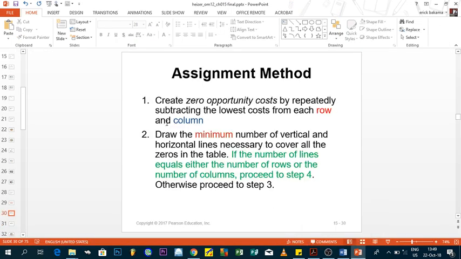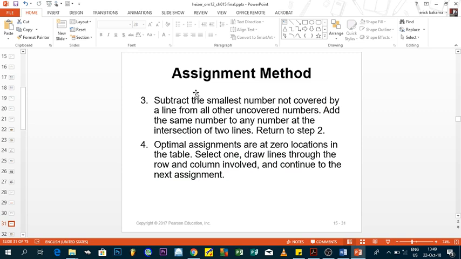And this is what they're saying here: draw the minimum number of vertical and horizontal lines necessary to cover all the zeros. If the number of lines equals either the number of rows or the number of columns, proceed to step 4. Otherwise, proceed to step 3. So in our case here, we cannot proceed to step 4 because the number of lines does not equal the number of rows, so it's not optimal. Now we go to the assignment method, with step 3.